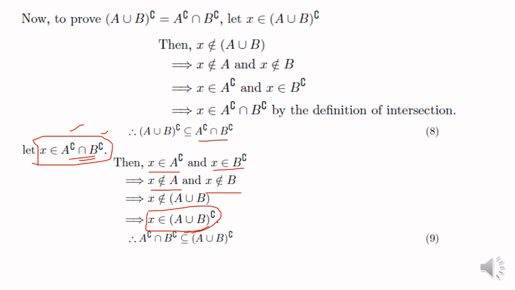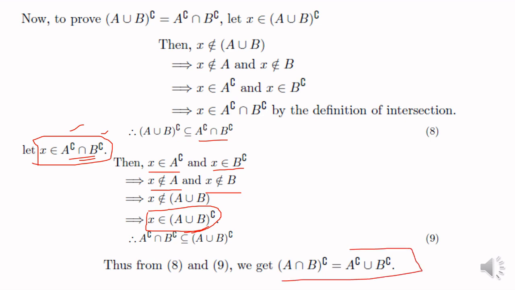And from these two equations, 8 and 9, 8 is A union B whole complement is a subset of A complement intersection B complement, and 9 is A complement intersection B complement is a subset of A union B the whole complement. So from these two equations, we can see that A union B the whole complement is equal to A complement intersection B complement.